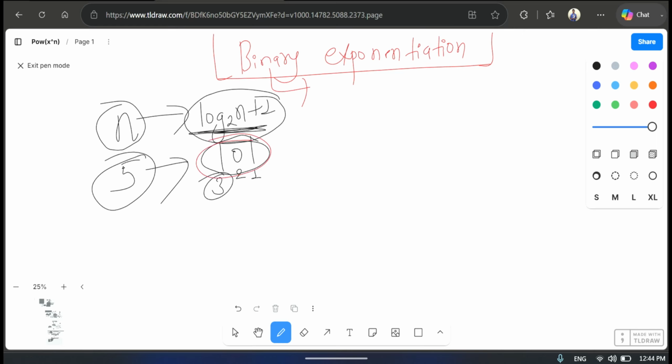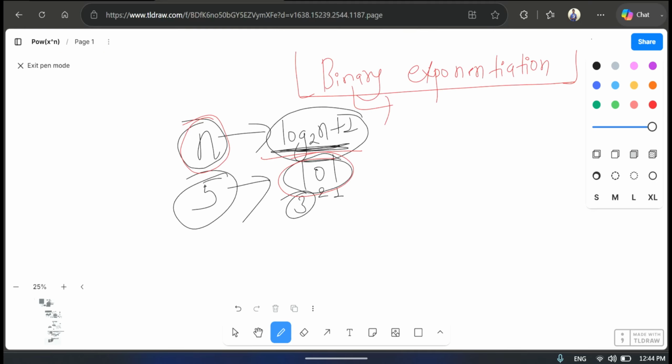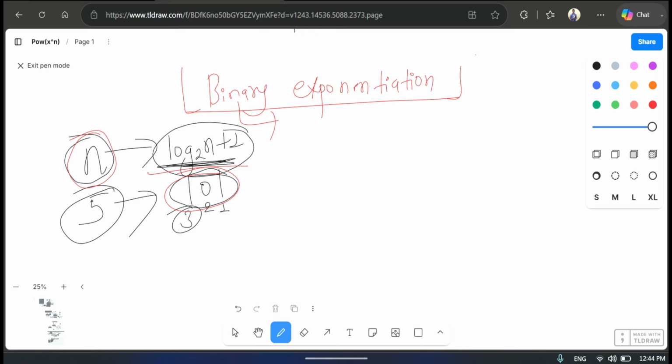Now the reason that we are using binary exponentiation is pretty simple. It converts our time complexity from big O of n to big O of log n. How? Well, let me show you. Instead of looping 5 times on this number, we converted this 5 into its binary representation, which is going to be 101. And then instead of looping on this particular value, we will start looping on this value.